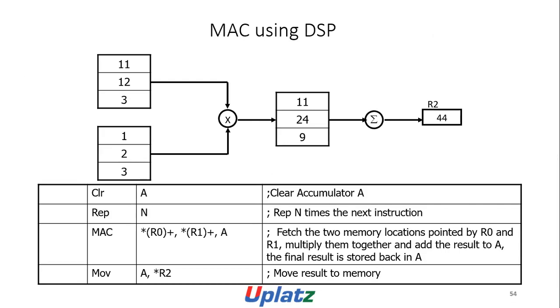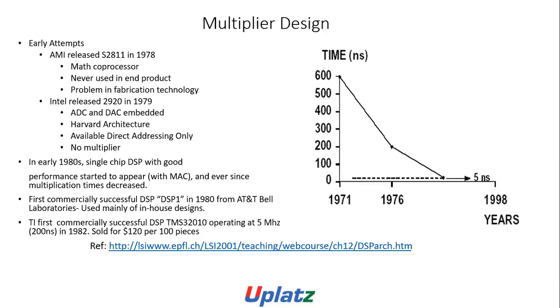When you do it with the MAC, we have only four instructions. First, clear the accumulator. Then repeat n times the instruction, the number of times the instructions are stored. Then the MAC operation is done: fetch the two memory locations pointed to by R0 and R1, multiply them together, and add the result to A; the result is stored back in A. Such is the power of the multiply and accumulate operation, which is a specialty in DSP processors.